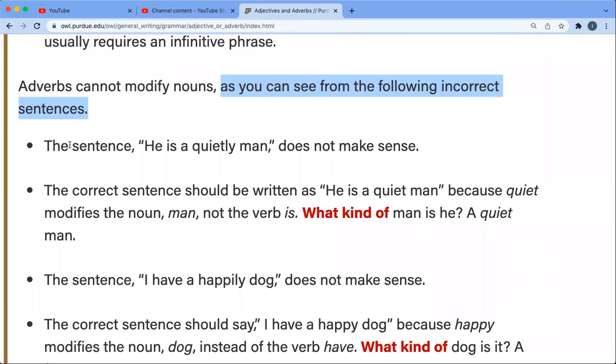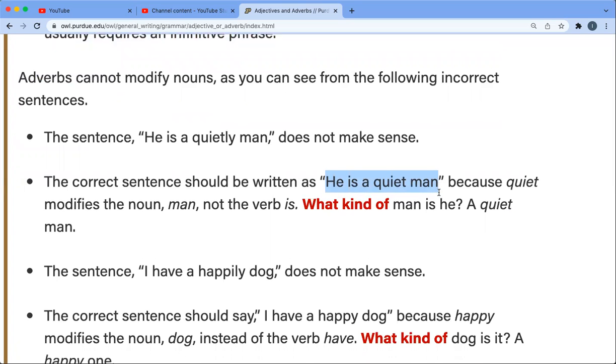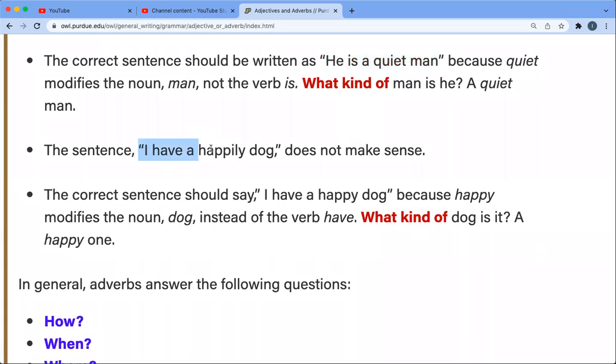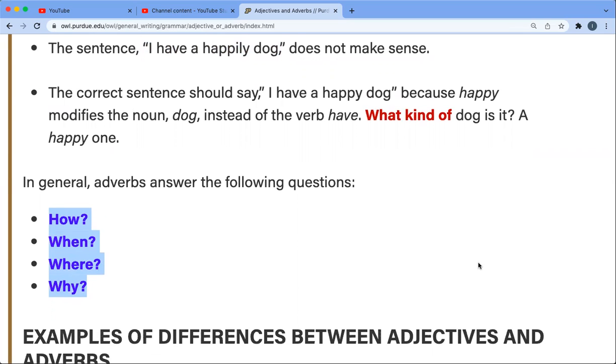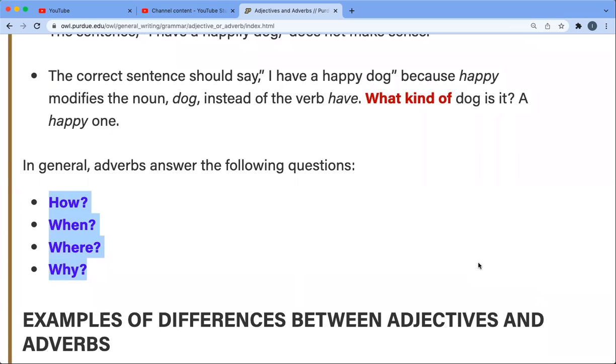If I give you a sentence, for example, he's a quietly man, this sentence is incorrect. Because man is a noun, I should say a quiet man. I have a happily dog. This is an incorrect remark. I should say a happy dog. So it is very important to know what kind of questions you answer in order to have an adjective or adverb. Adverbs appear in the answer of the questions how, when, where, and why.